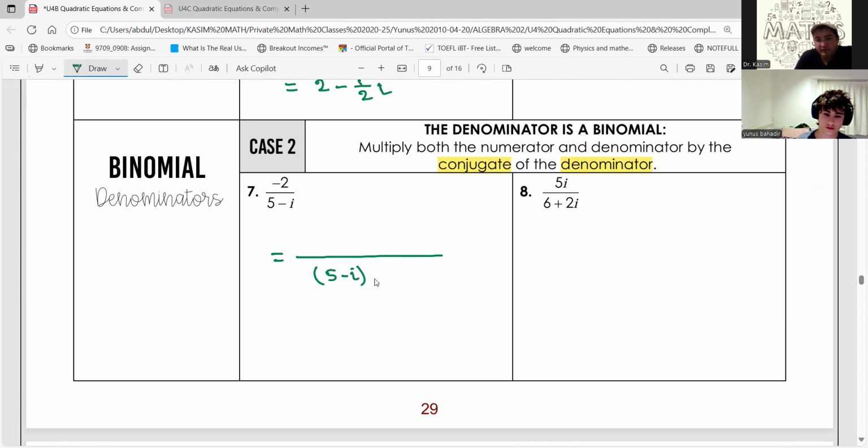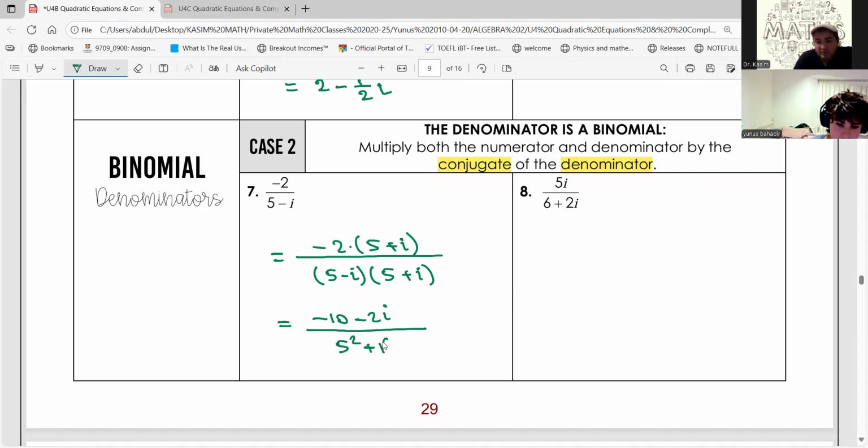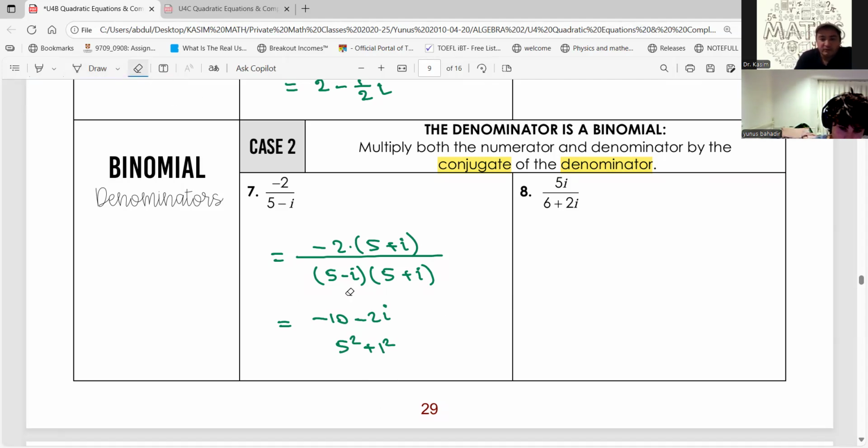Here we have 5 minus i. Its conjugate is 5 plus i. So here we have negative 2 times 5 plus i. And now every time you don't have to expand the bottom, because I know that a plus bi times a minus bi is equal to a squared plus b squared, right? So at the top we have negative 10 minus 2i. At the bottom we have 5 squared plus 1 squared.